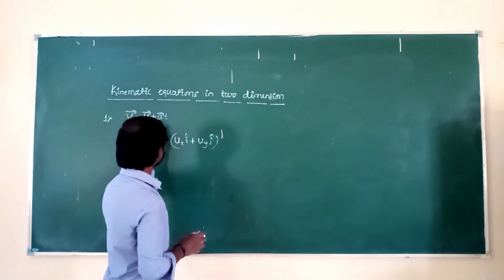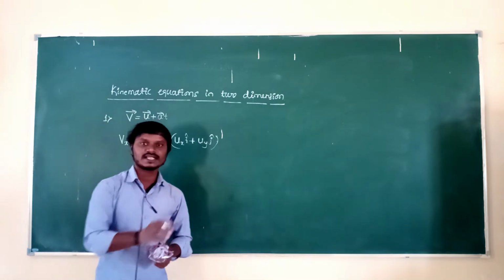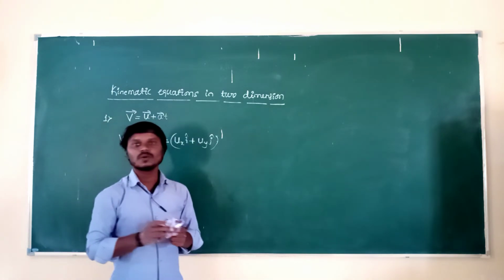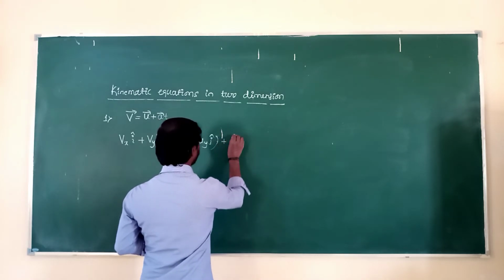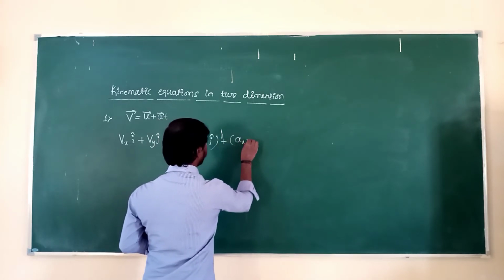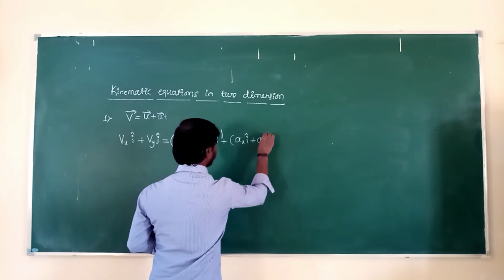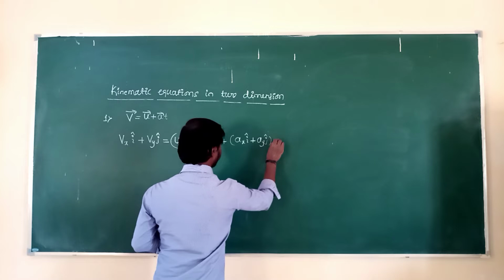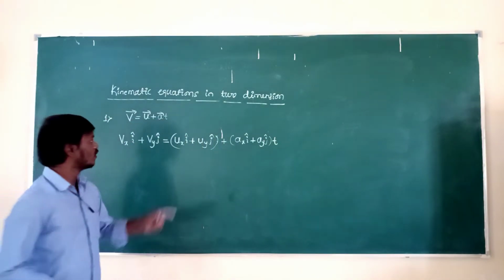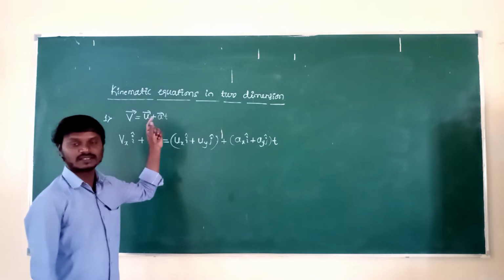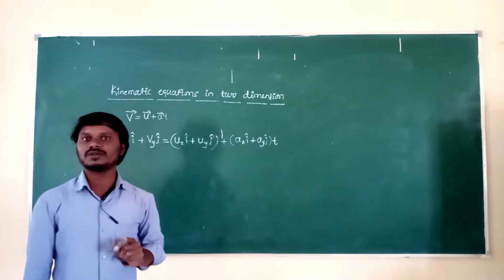So acceleration is also resolved into how many components? Two components. One is the x component, another is the y component. I will write vector A as Ax into unit vector I plus Ay into unit vector J, then into time t, because time is a scalar quantity. Don't put an arrow mark on time. Arrow marks should be put only on vector quantities.